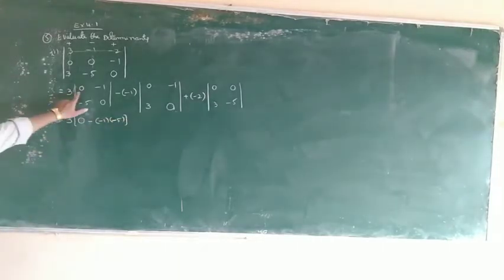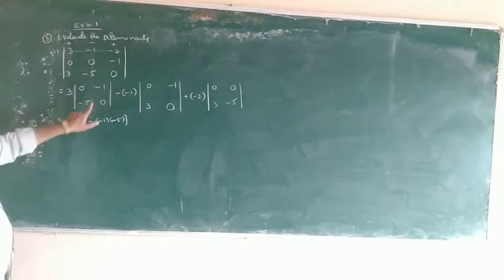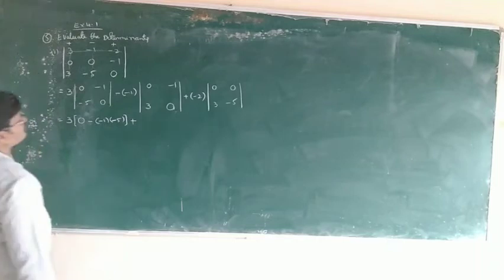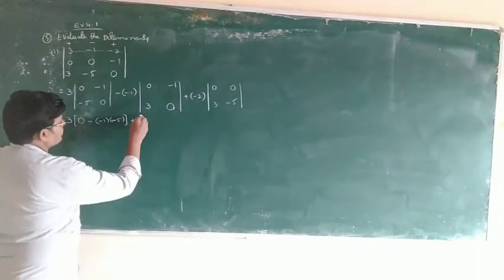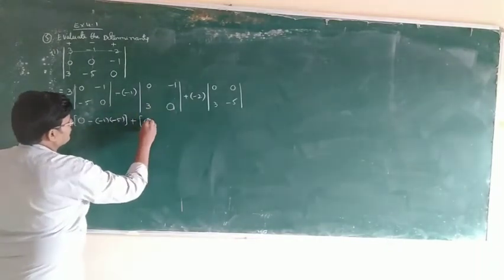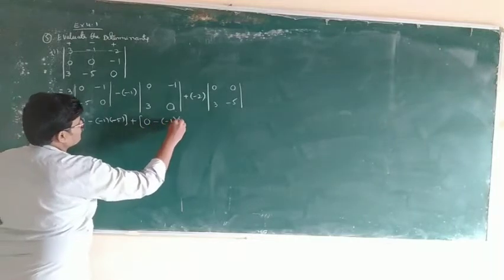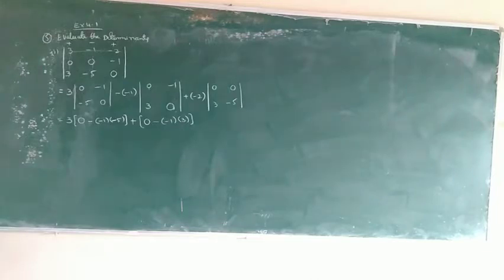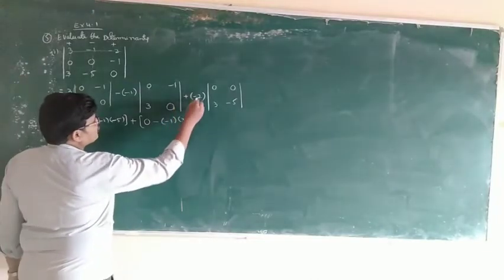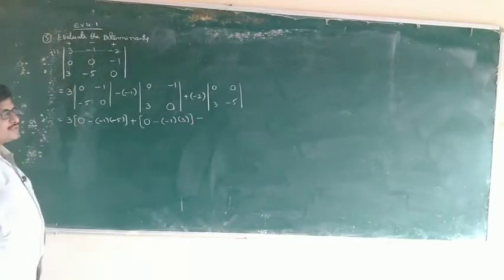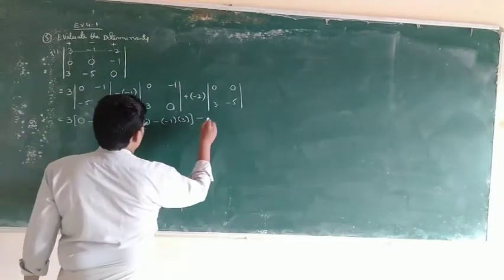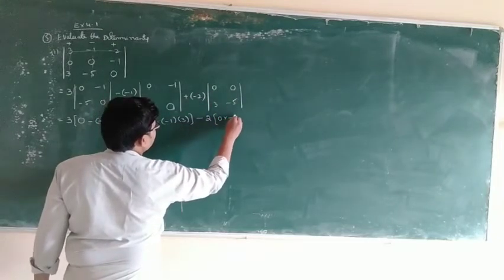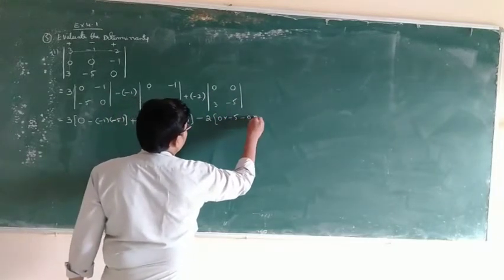AD minus BC. 0 into 0, 0, minus 1 into minus 5. So minus into minus is plus. Then 0 into 0, 0, minus of minus 1 into 3. Minus 1 into 3. So plus into minus, plus into minus 2. Minus 2 into 0 into minus 5 minus 0 into 3.